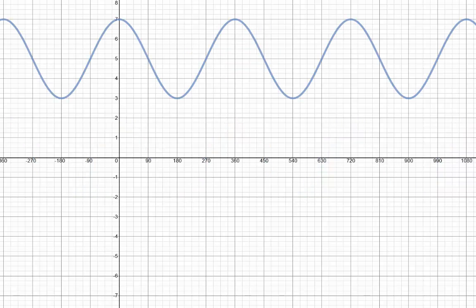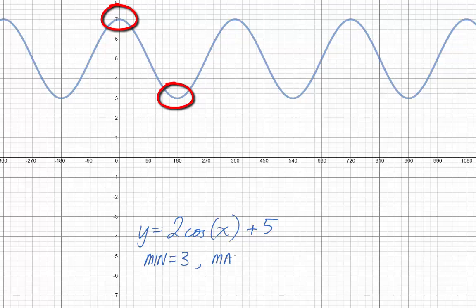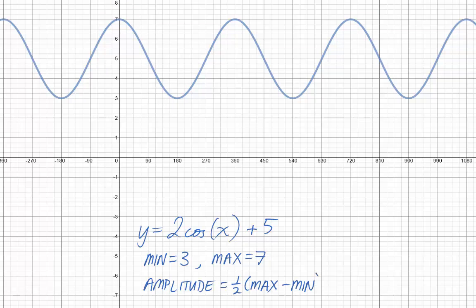So even if you shift the graph up, like with y equals 2 cos x plus 5, the amplitude is still 2. The maximum height is 7 and the minimum is 3. So if you wanted a formula for amplitude, you could think of it as half of the distance between the maximum and the minimum heights.